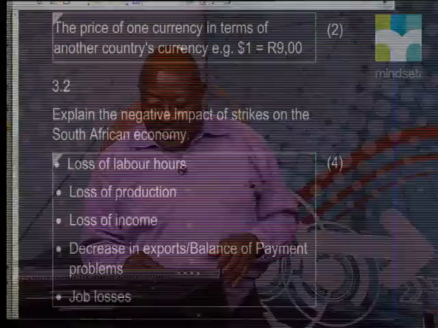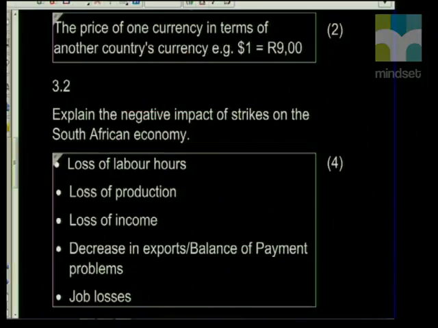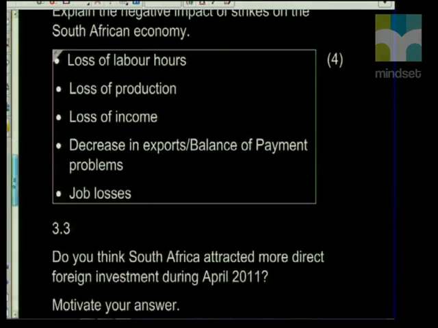One, labor hours will be lost automatically. People will not be working at that time. There will be loss of production. There will also be loss of income. Obviously, if people don't have income, there won't be demand for goods. What happens to the economy? There's no need for production, and therefore the other sectors which are supposed to be providing secondary mining goods or transforming these mined goods into finished products will be sitting, not producing anything. So that causes a lot of problems.